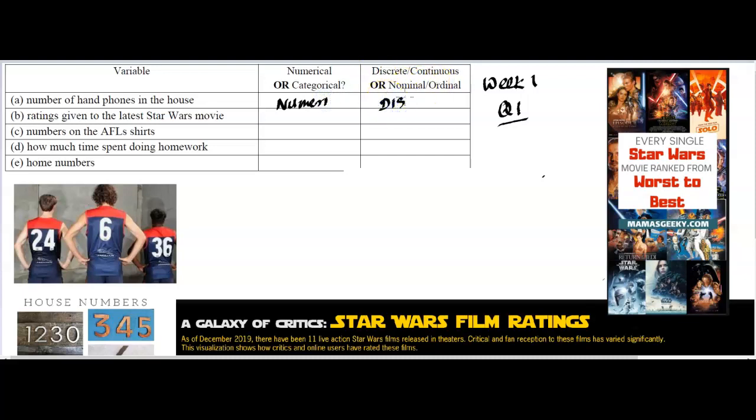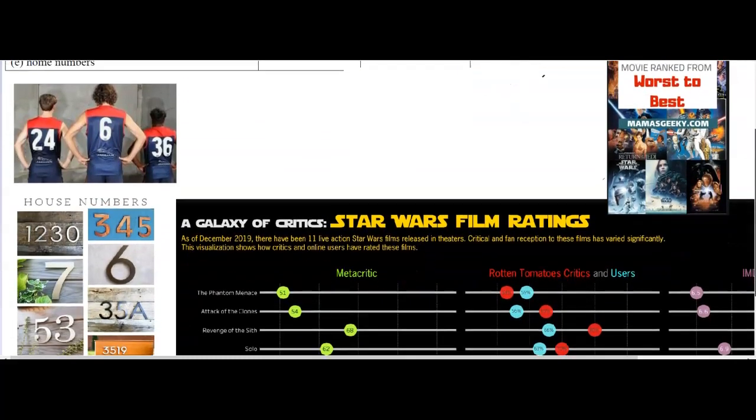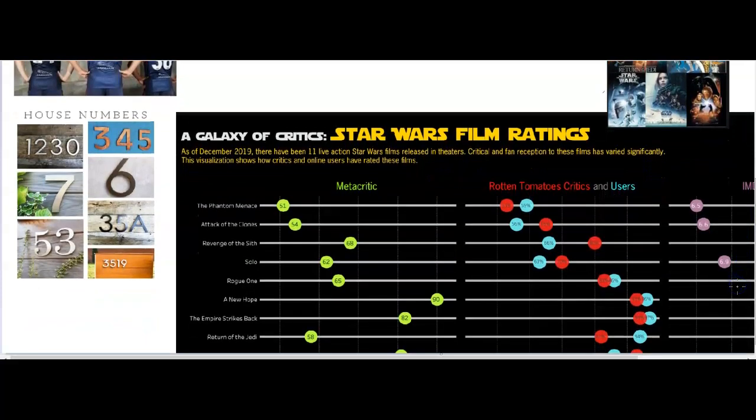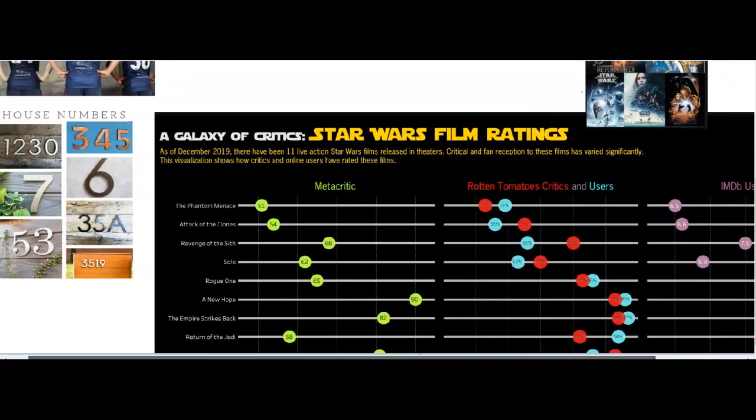All right. The problem you got was in the rating given to the latest Star Wars movie. Some of you wrote categorical ordinal, some of you wrote numerical discrete. So this question totally depends on how you're going to use your data. Imagine the Star Wars ratings, like Metacritic or Rotten Tomatoes, or what is the other one? There was another ranking. If you search the internet, some of the ratings can be numerical, discrete.